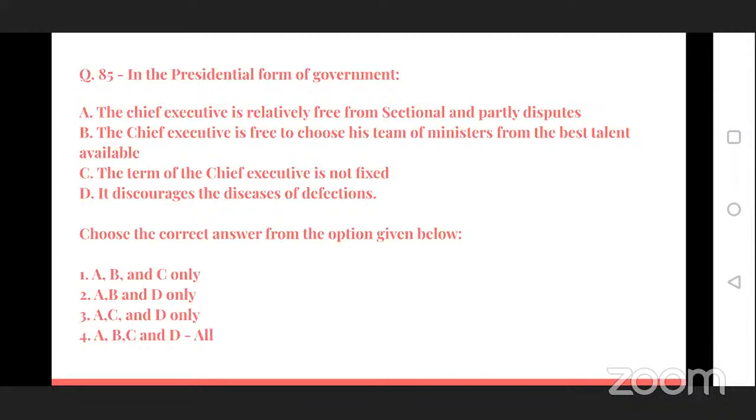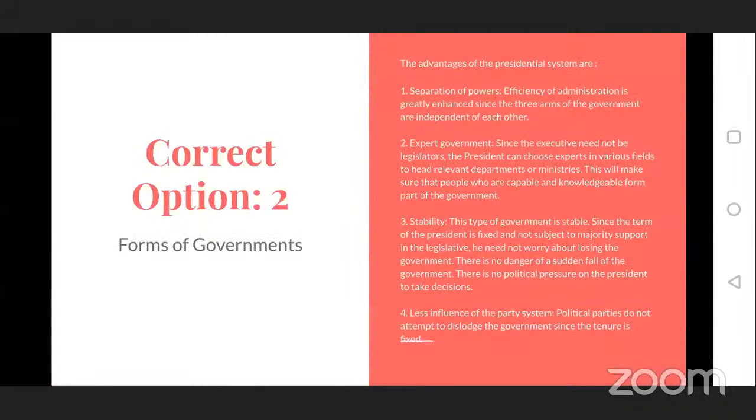The answer is option 2, that is A, B, and D are correct, and C is not correct. The answer lies in the advantages of the presidential system, and I have mentioned these 4 advantages of the presidential system of governance. You can just take a screenshot. I'll explain briefly: there is a separation of power, then expert government, then stability, and less influence of the party system.